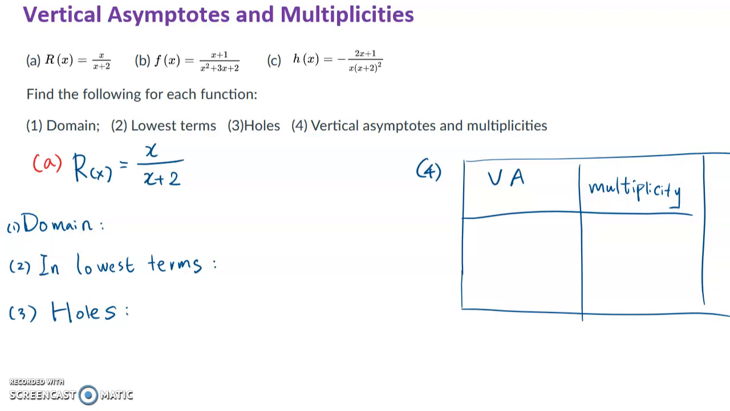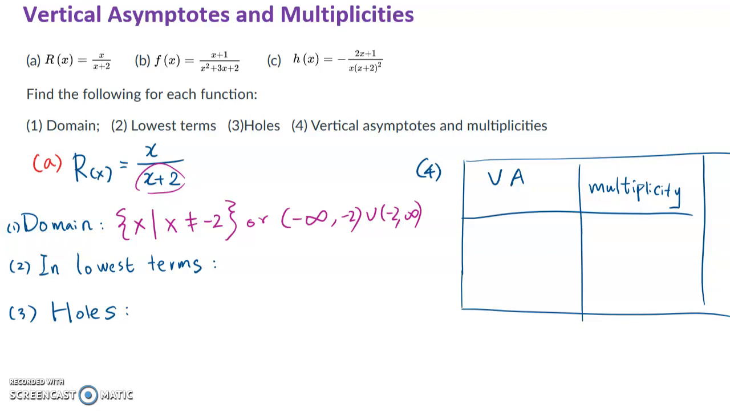Let's start from the first function, r of x equals x over x plus 2. Let's look at its domain. I know for the domain, we shouldn't let the denominator here equal to 0, right? So the domain should be all the x such that x is not equal to -2, because -2 will make the denominator here equal to 0. Or you can say it's from -infinity to -2 union -2 to infinity. That's the interval notation.